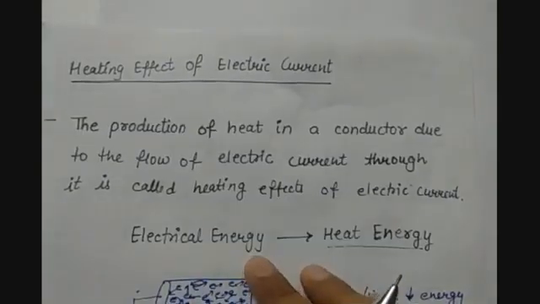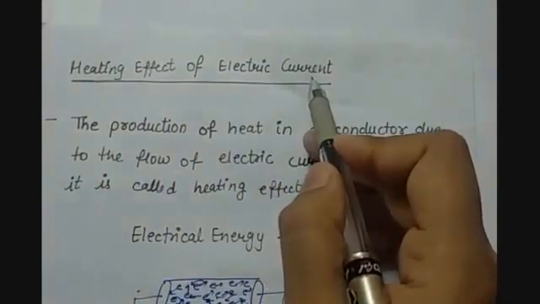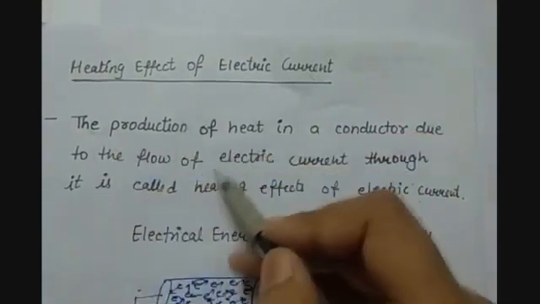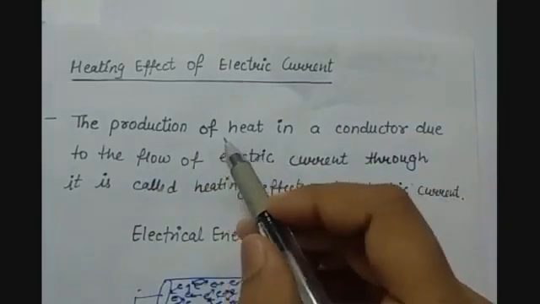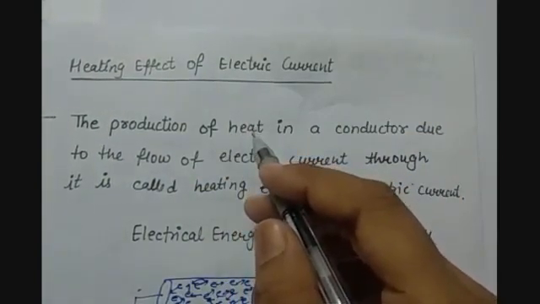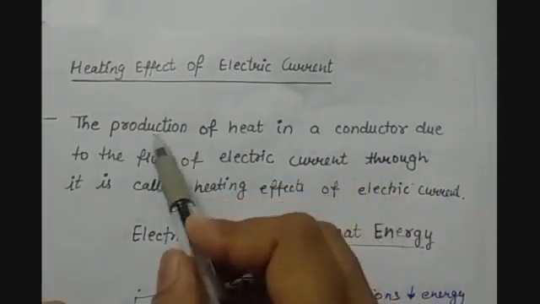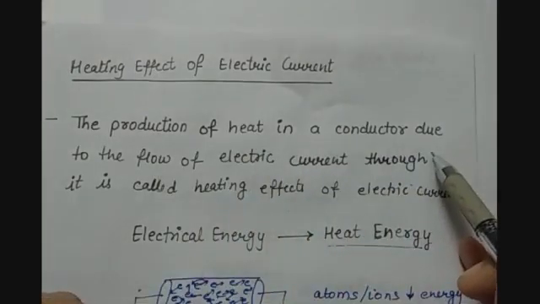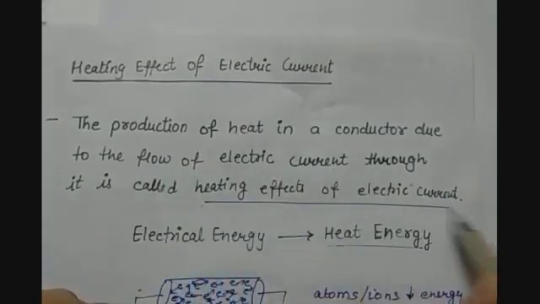Our next topic is the heating effect of electric current. We have seen that when the current flows through the circuit for a longer time, the wire gets heated up. That is called the heating effect of current. That means when current is flowing through a conductor, heat is produced in it. So we can define it: the production of heat in a conductor due to the flow of electric current through it is called the heating effect of electric current.